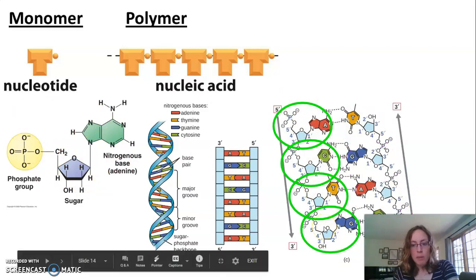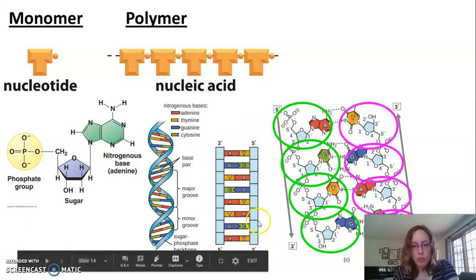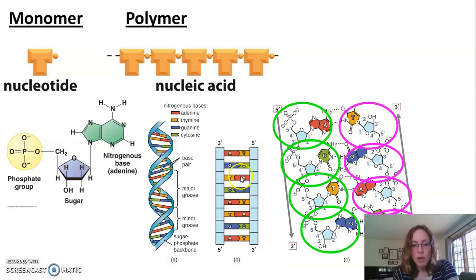And then, when you look at this picture, you can see there's a backbone, almost like the rails of the ladder, and then these parts join together in the middle like steps of the ladder.